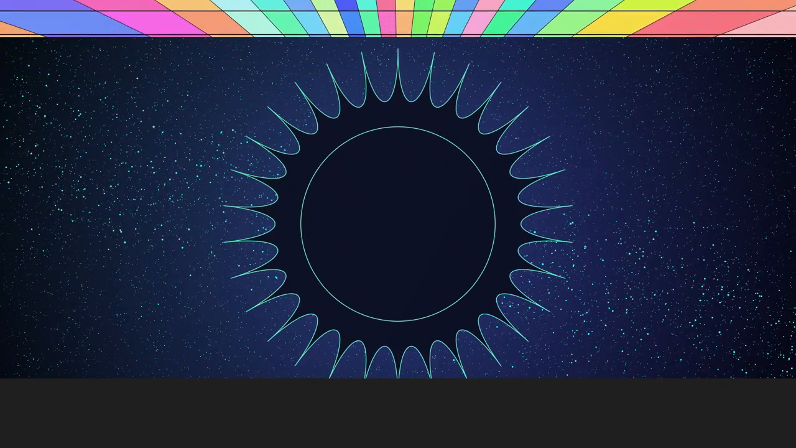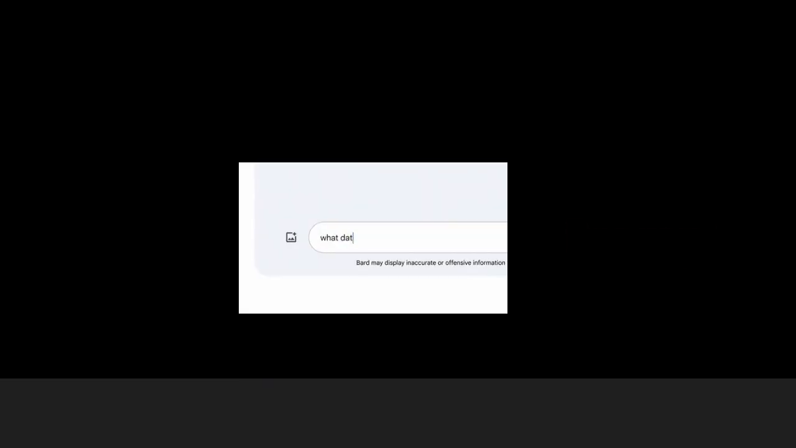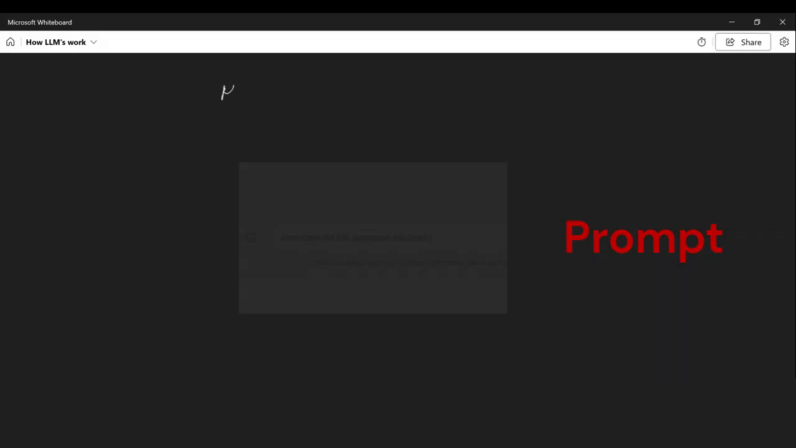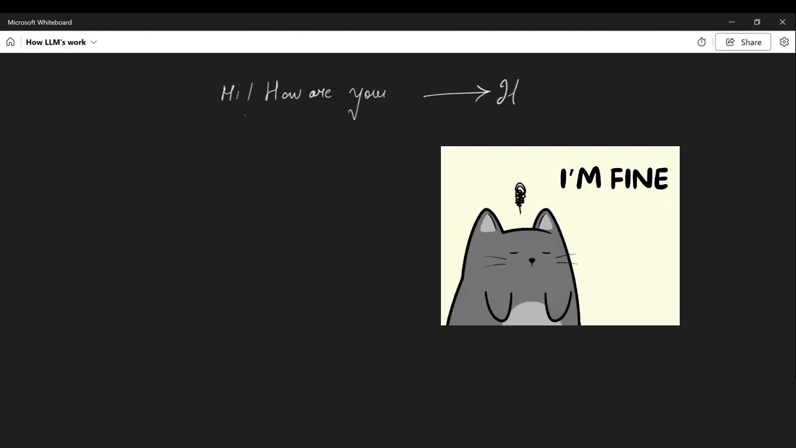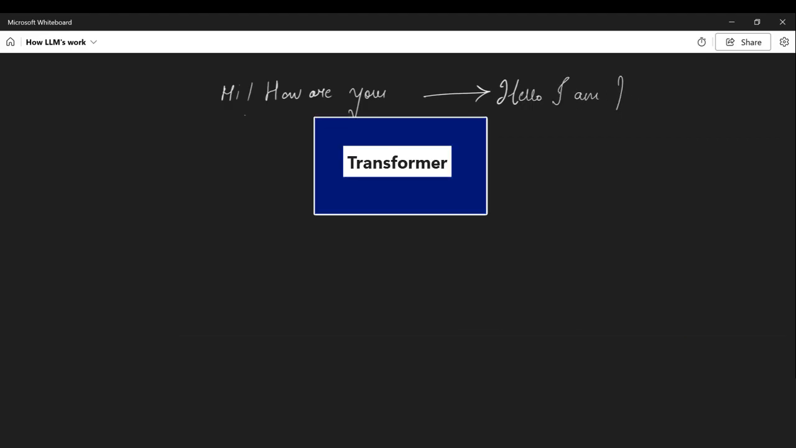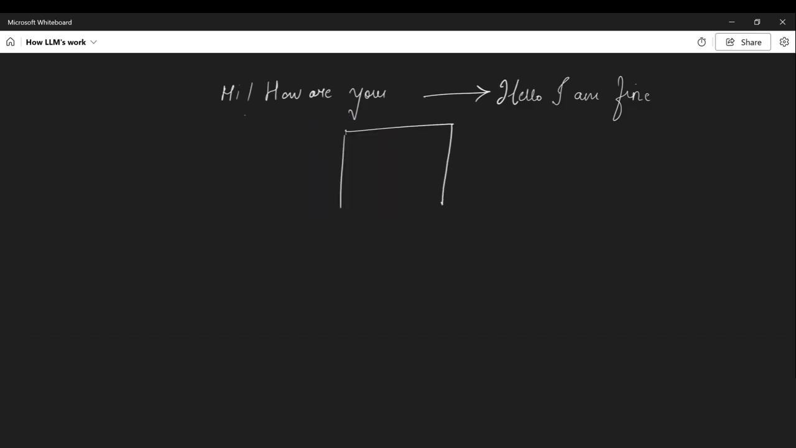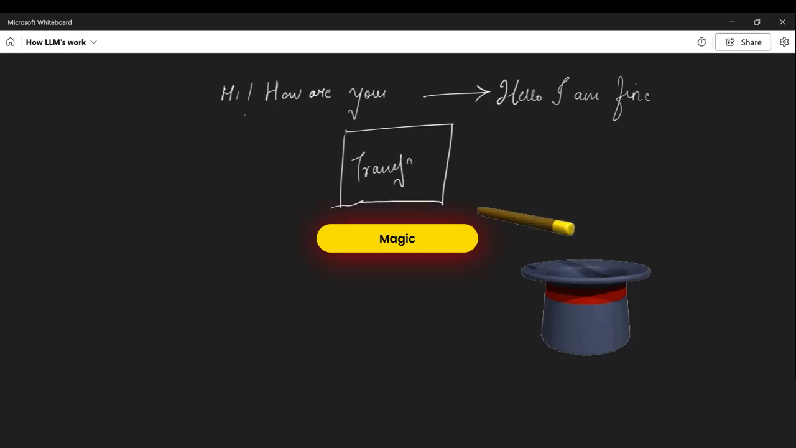If I give a prompt to ChatGPT, "Hi, how are you?" The immediate response which we get from ChatGPT is, "Hello, I am fine." So this transformer is like a magic box. It does magic. It takes some input and transforms it magically to some output.